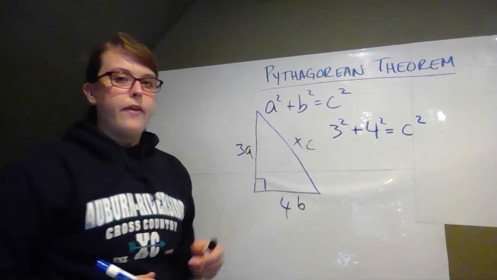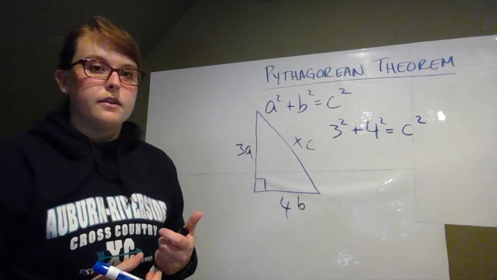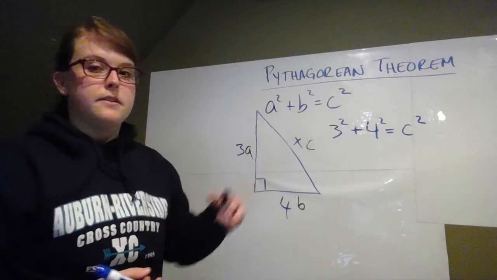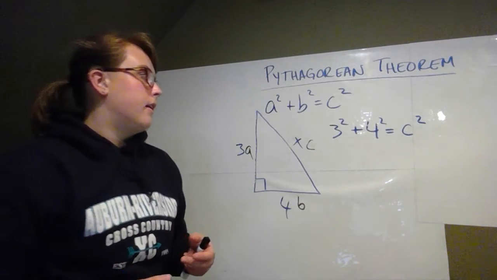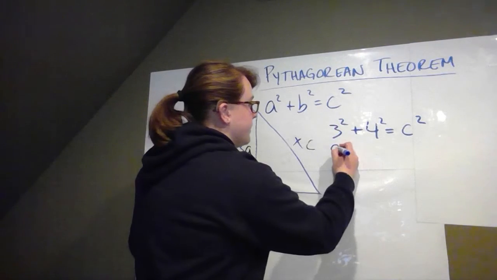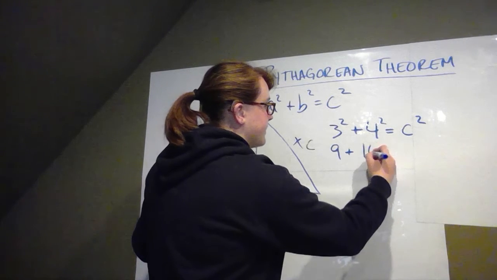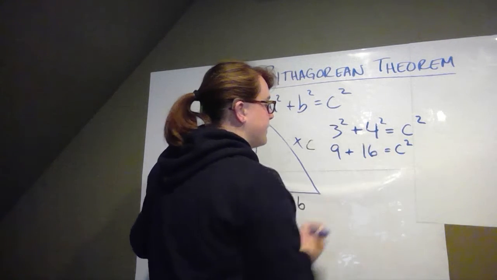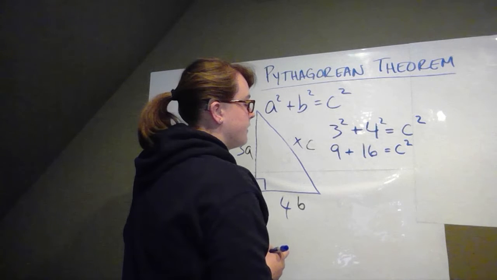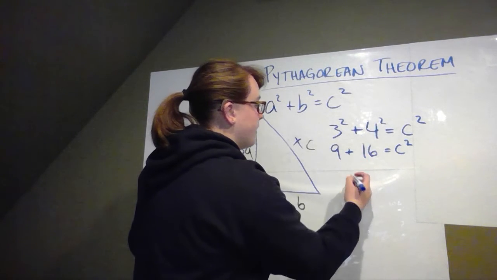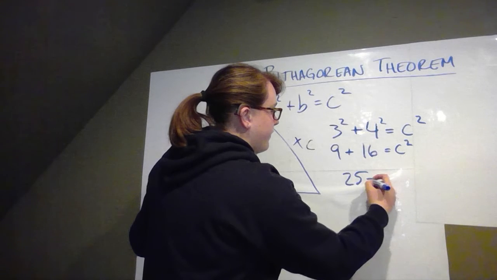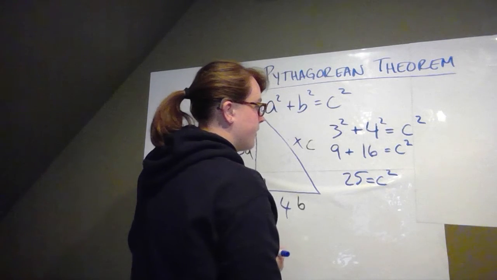And I don't know what c is, so I'm just going to use the letter c. You could use x if you would like to. If you like solving for x better, that's fine. Then 3 squared is 9. 4 squared is 16. Equals c squared. So we just want to simplify those. And then once I've squared them, I can add them together. So 25 equals c squared.